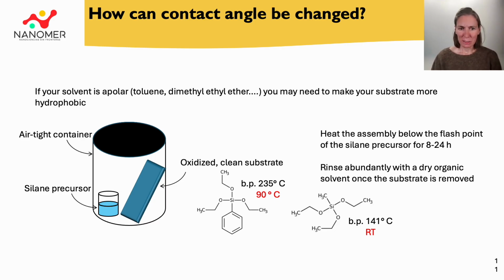Once you've allowed it to be in this airtight container at a warm temperature, such as 90 degrees in the case of this phenyl substituted silane, or at room temperature for this methyl functionalized silane, then you're going to want to rinse abundantly your surface with a dry organic solvent to get off any excess molecules. And in this way, you'll have a nice monolayer all over your substrate.